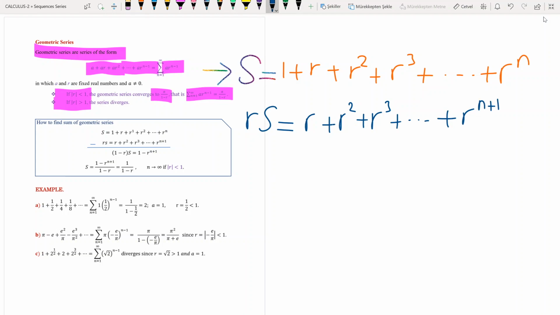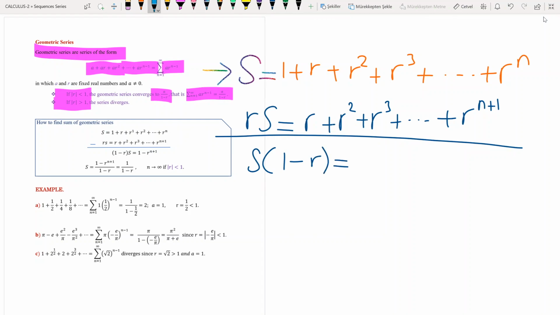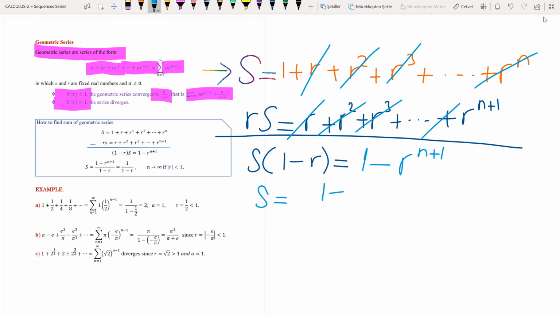So if we subtract the first equality from the second, then I can take s out in parentheses, so we have 1 minus r here. Then since we subtract, we can cancel these terms. We can cancel r, r squared, r cubed, r to the power n, and finally we have 1 minus r to the power n plus 1, and s becomes 1 minus r to the power n plus 1 divided by 1 minus r.